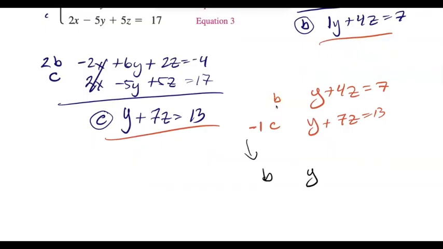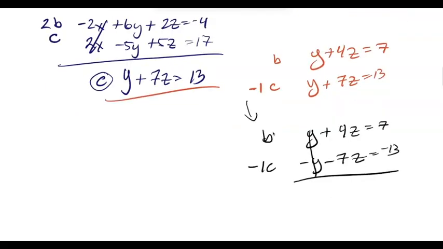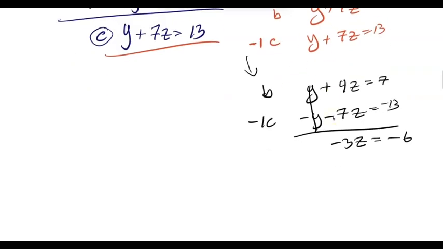b is just going to be y plus 4z equals 7. Then I'm going to multiply c by -1. I'm going to get -y minus 7z equals -13. Add these up, these cancel. I get -3z equals -6. And then we could solve this. Divide by -3, z equals 2. That's going to be my new c.